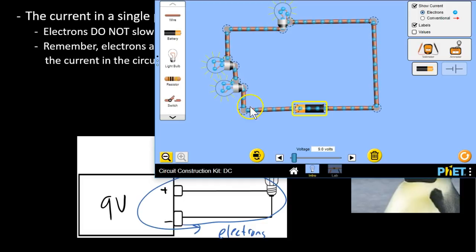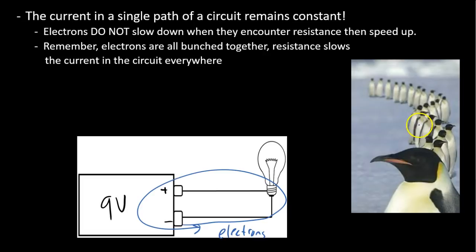Again, I have my march of the penguins. If these electrons get slowed down because of these resistors, that's going to slow down these electrons and these electrons and these electrons, all the electrons in this single path. The current in a single path stays constant for a given circuit, even if all the resistors are just on one side, because they're all jammed together. We have this penguin march. A slowdown in one spot instantly causes a slowdown everywhere else. All right? So that's current and resistance.